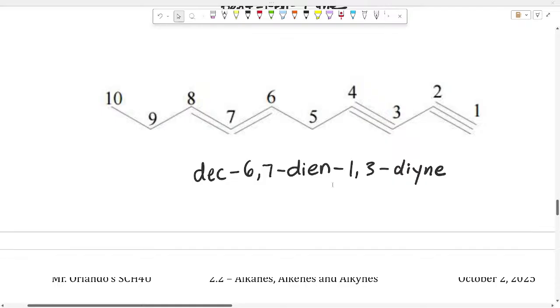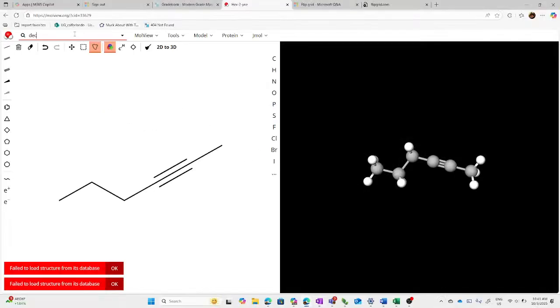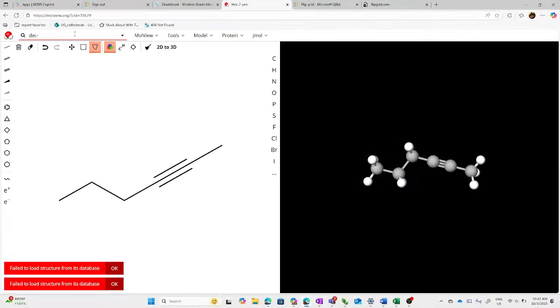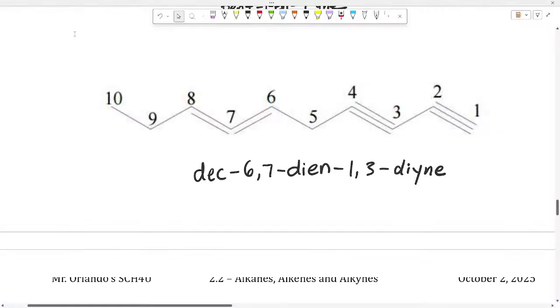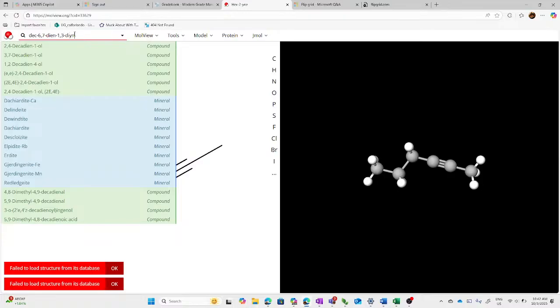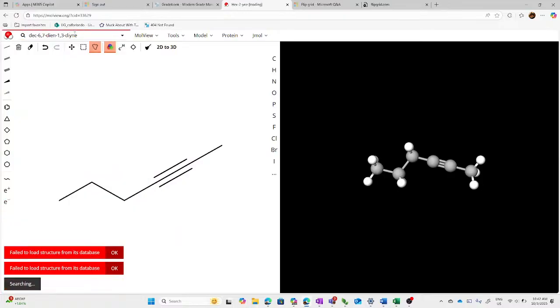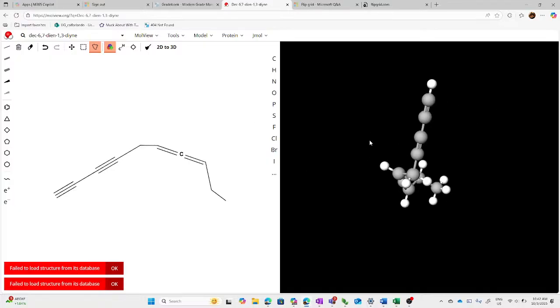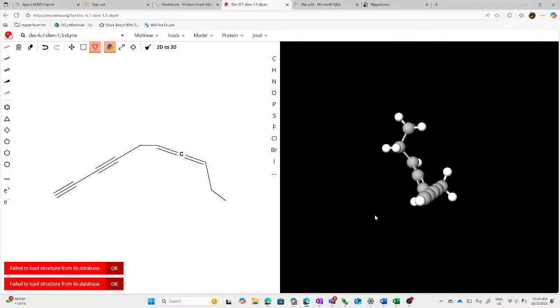If we plug this into MolView, again, I would be shocked if that's in its database. So dec, what was it again? 6, 7, diene. And then what was it? 1, 3, diyne. And there's that one. I don't know what that looks like.